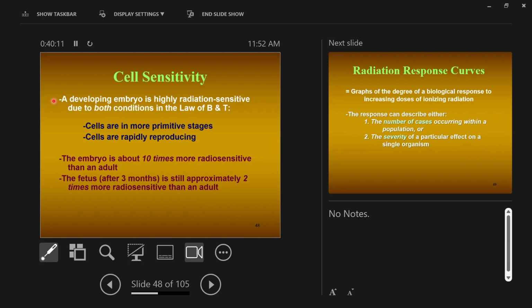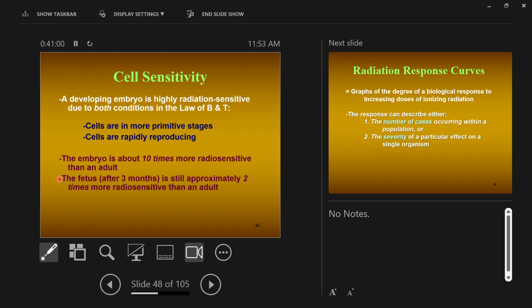A developing embryo is highly radiosensitive because a developing embryo has rapidly dividing cells which are in a more primitive stage of development, right? An embryo has to go from being very few cells and not complicated to being very many cells and very complicated, right? And so along that process, it's going to be dividing very frequently. You go from 0 to 9 months, you go from nothing to a fully formed human, right? Baby, but human in 9 months, right? And that requires a rapid rate of cell division, okay? The embryo is about 10 times more radiosensitive than an adult.